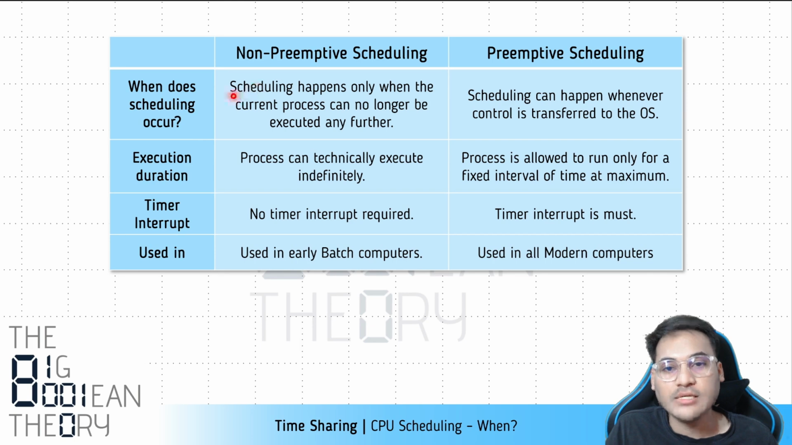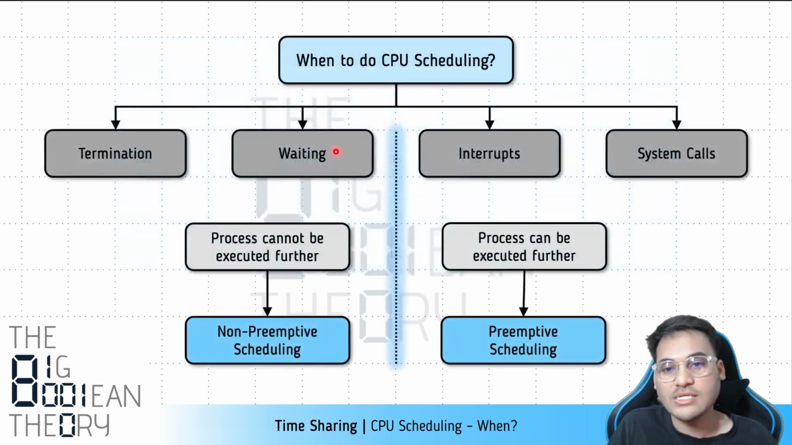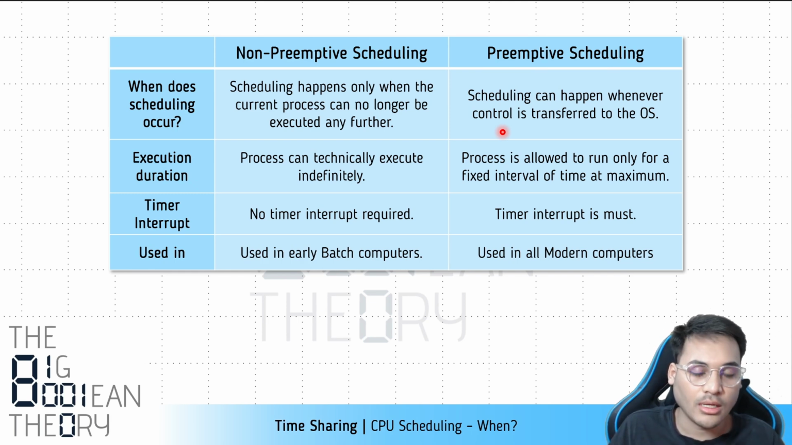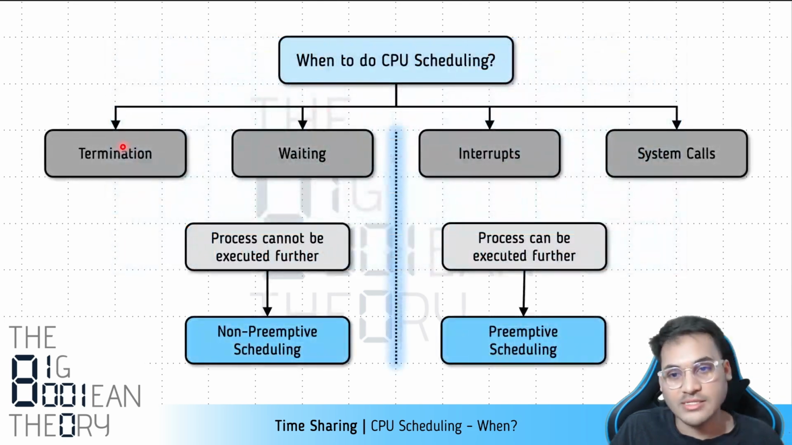In the first case, scheduling happens only when the current process can no longer be executed any further, right? We saw these two cases, that is termination and waiting. Whereas in the case of preemptive scheduling, scheduling can happen whenever control is transferred to the operating system, right? In preemptive scheduling, it could be in all of these four cases.